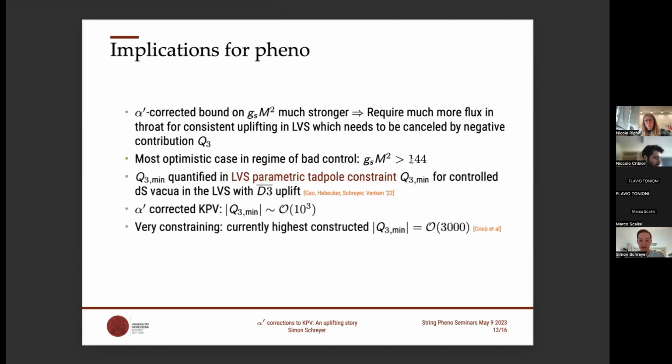And very briefly, we can also, using the parametric tadpole constraint, quantify how big this negative contribution to the tadpole should be for the LVS using the standard anti-D3 brane uplift. And we find that the minimal tadpole should be order thousands, which is very constraining because the currently highest constructed tadpole is of order 3000.